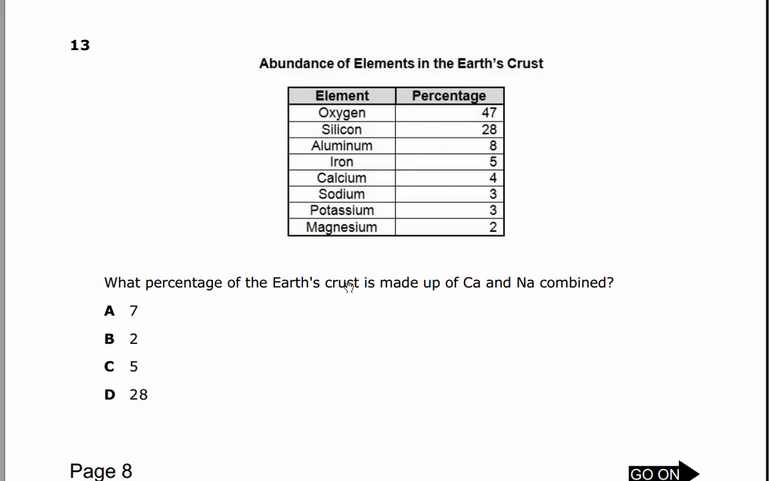What percentage of the Earth's crust is made up of calcium and sodium combined? Is it A, 7, B, 2, C, 5, or D, 28?